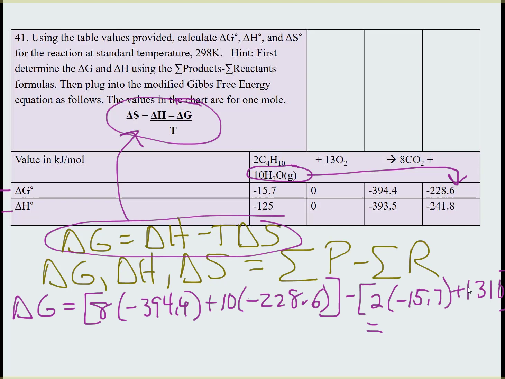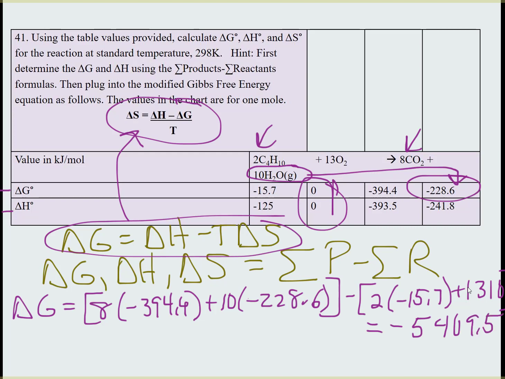Notice when I set this up, these values in the chart are just for 1 mole, so I need to use the stoichiometry. Again, I do products, so I'm going to do 8 times its value, and then you add plus 10 times its value right there. Then you subtract the reactants, and remember, for elements, it's always 0. So when I do products minus reactants, after you add them all up, I'm going to get minus 5,409.5, and that's kilojoules per mole.